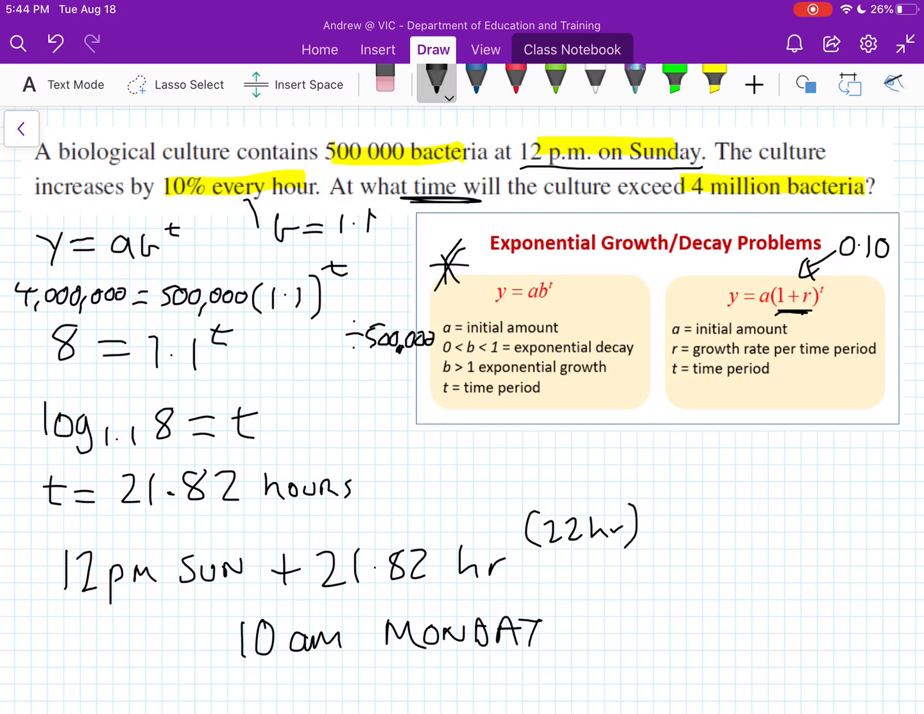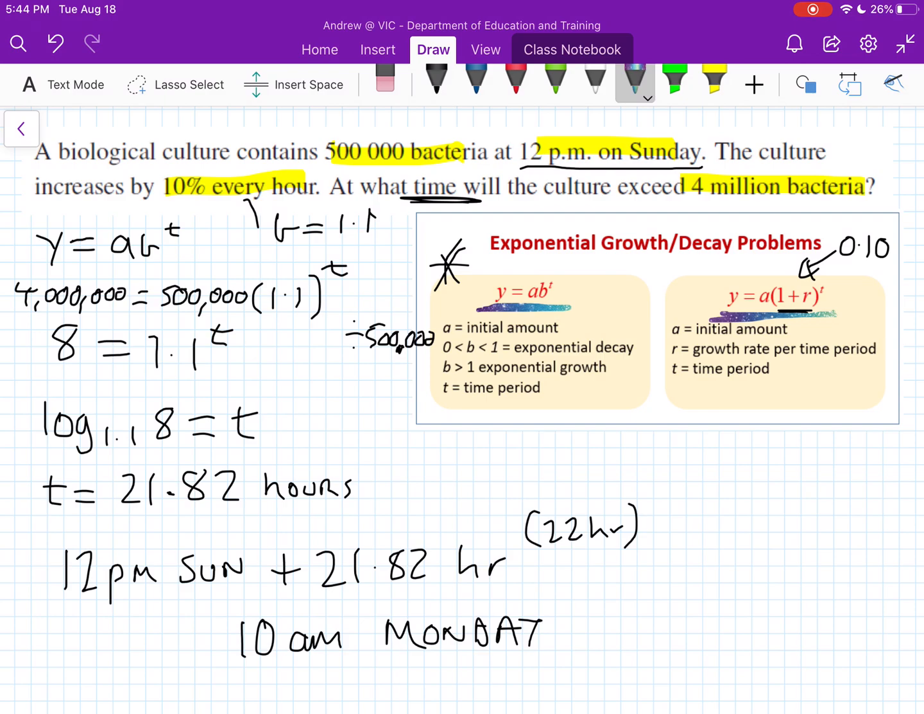So going over these application questions, you really need to focus on what information you've been given in your question. Make sure you do what I did and highlight all this important information. Then have your equation. You can use this one or this one. This one was more like a rate, so you do the 1 plus 0.1. If it's decay though, it'll be minus. If the value is decreasing, it would be 1 minus 0.1 for this example if it was decreasing at 10% every hour.